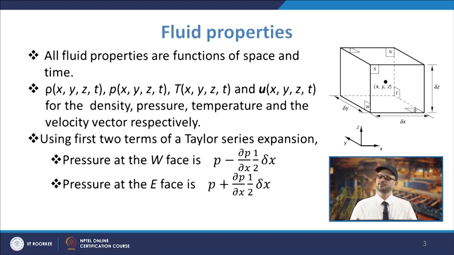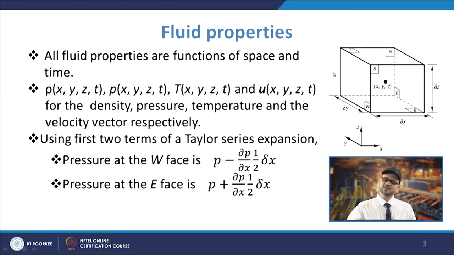So, if you try to find the properties at the faces, suppose you are taking a cubical element. Now, at the x, y, z point you have these properties like density or pressure or temperature or velocity. If you have to define them at the face, that can be done by the Taylor series expansion, and assuming the element to be very small, you can ignore the terms which come after the first two terms.